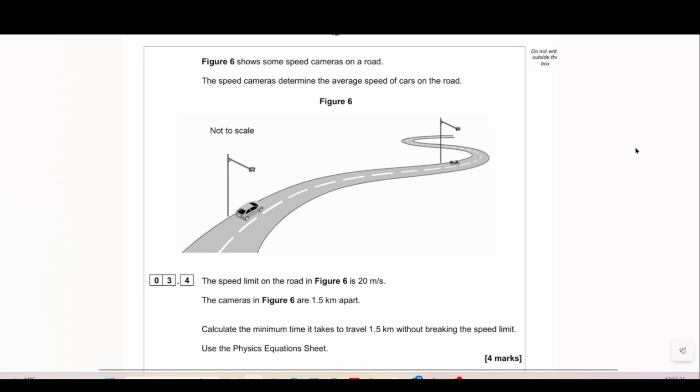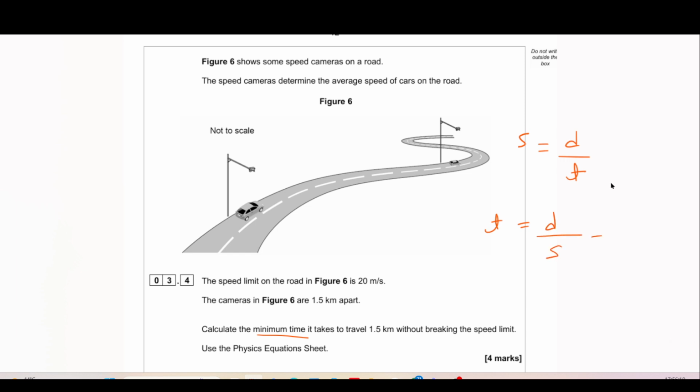So you need speed and distance. Distance traveled equals speed times time. What you have to find here is time. So what is time? Time equals distance traveled divided by speed. Yes, absolutely correct.